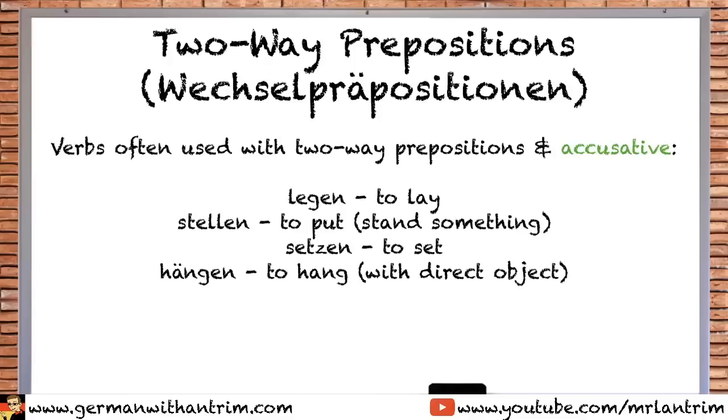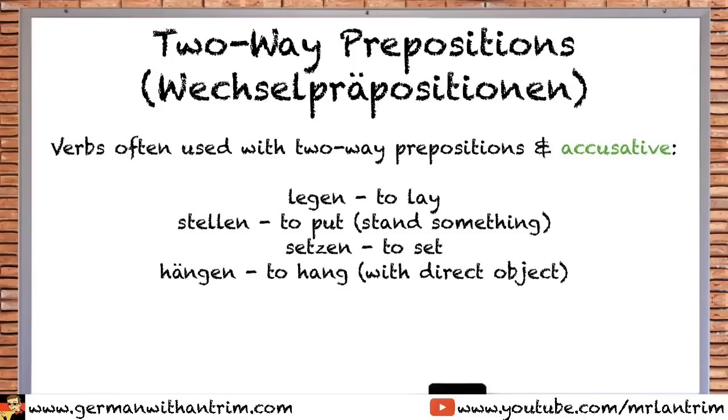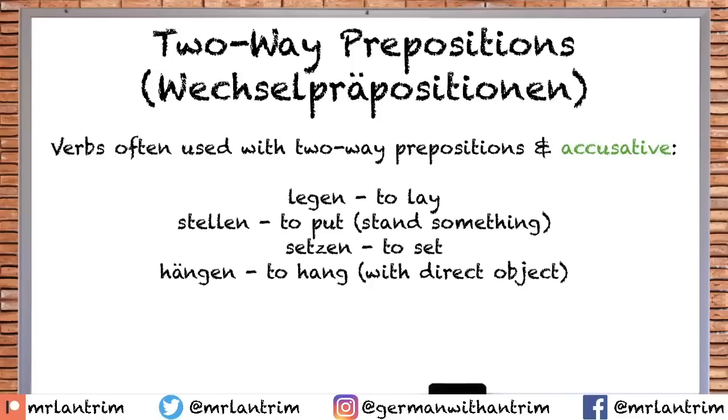Stellen does the same thing. You are putting something in a standing position somewhere else. That is accusative case. So I'm putting this onto the table. That is accusative. Setzen requires a direct object. If you are setting something, you can even set yourself down. That's accusative for the reflexive there. Ich setze mich, I'm setting myself. But if you were setting yourself onto a chair, ich setze mich auf den Stuhl, accusative case. Hängen is confusing because if it's used with a direct object, I'm hanging something, that thing is then used with the accusative case with these two-way prepositions.